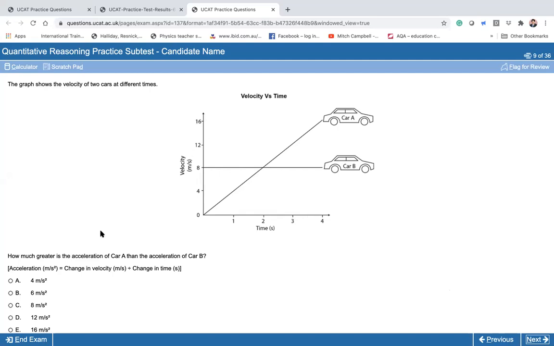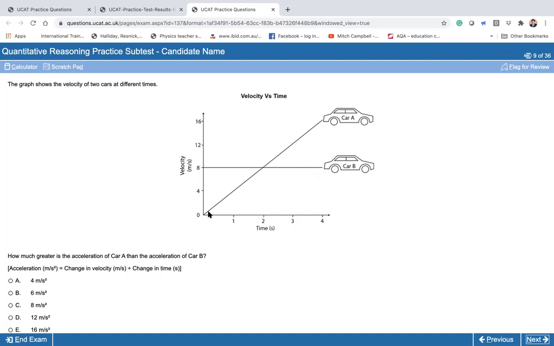The question is, how much greater is the acceleration of car A than the acceleration of car B? So this is car A and this is car B. Now, whenever you have a velocity time graph, the slope of the velocity time graph represents acceleration. Acceleration is change in velocity over change in time. So that's the slope, the rise over run.